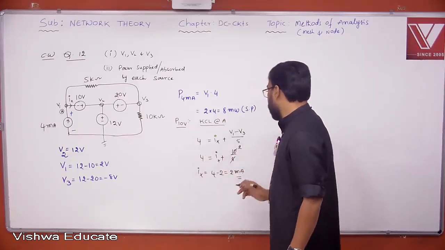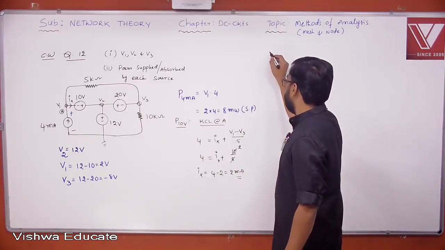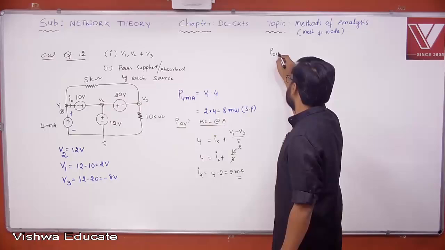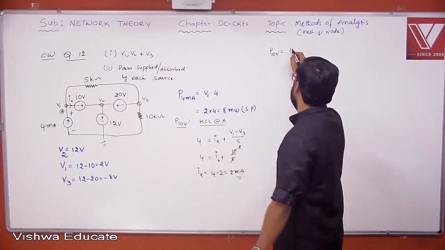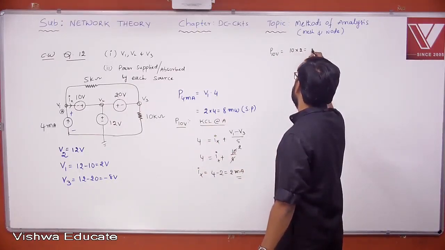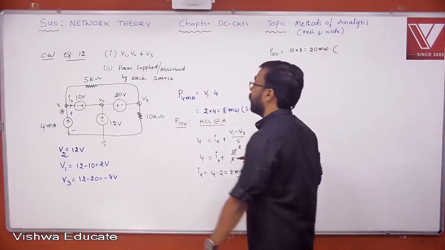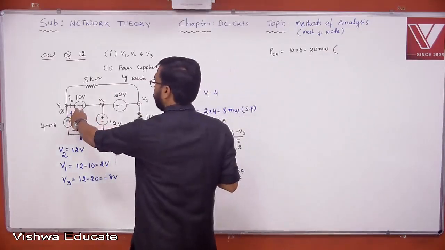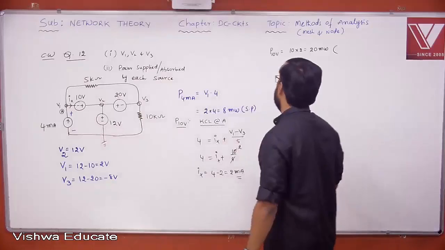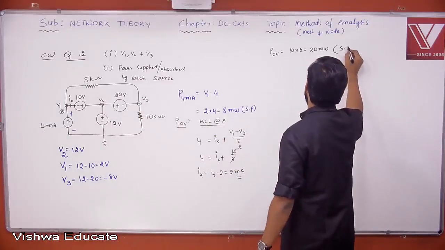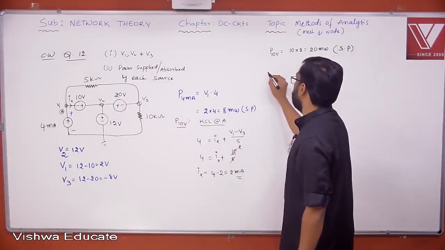Finally, Ix is equal to what? 2 milliamperes. Then what is the power? The power of 10 volts will become 10 into 2, that is 20 milliwatt. But what is this current doing actually here? Current is entering into negative, nothing but leaving from positive. Therefore, I can take it as supplied power.